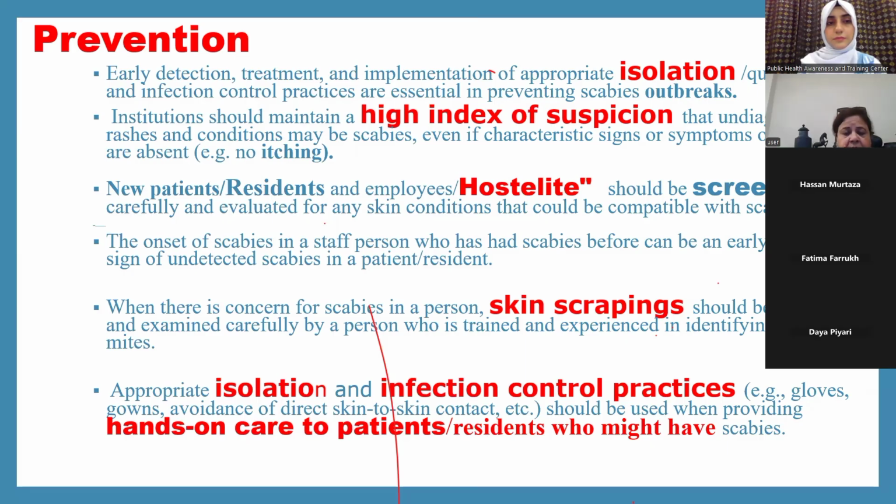The onset of scabies in a staff person who had scabies before can be an early warning sign of undetected scabies in patients or residents. Where there is a concern for scabies in a person, a skin scraping should be obtained and examined carefully by a person who is trained and experienced in identifying scabies mites. Appropriate isolation and infection control practices, gloves, gowns, and avoidance of direct skin to skin contact should be used when providing hands-on care to patients or residents who might have scabies.